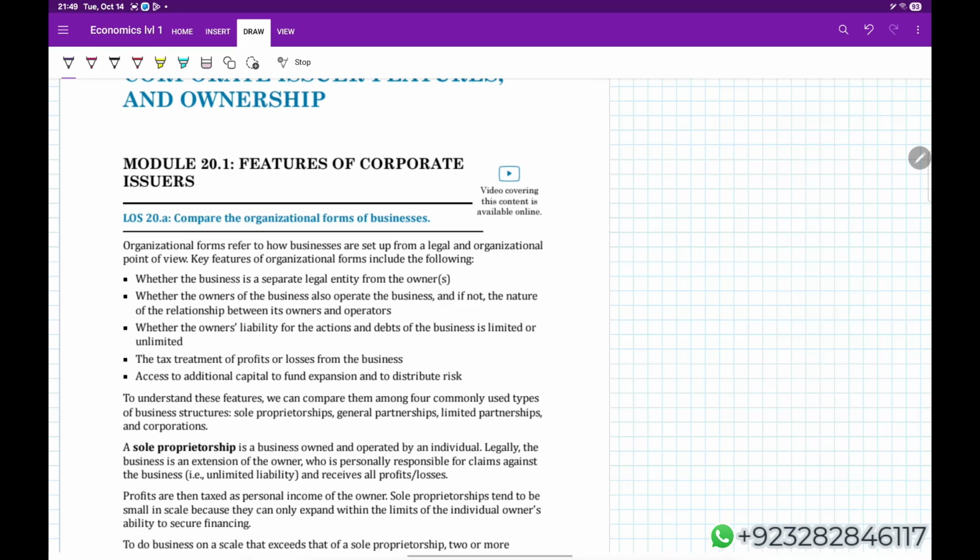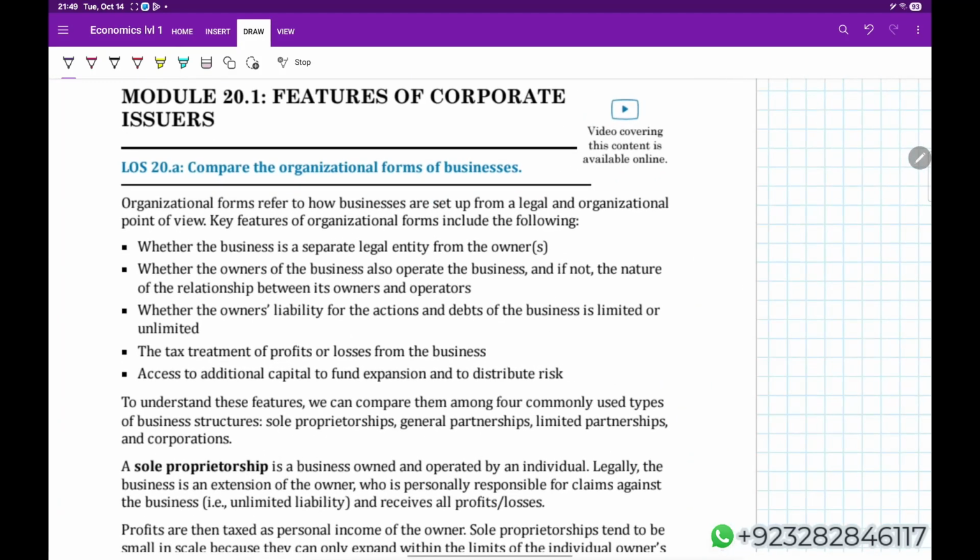For example, when analyzing a business or looking at the structure of the business, first of all, we see what is the legal status of the business versus the owners. Are the business and owners separate? That is point 1. So, what is the legal status of the owners and the business? Is the business separate or not?